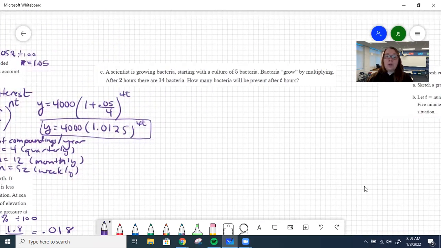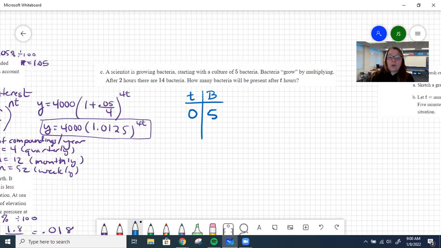All right, let's look at another one of these. So part C says a scientist grows bacteria starting with a culture of 5 bacteria. Bacteria grow by multiplying. After 2 hours, there are 14 bacteria. How many bacteria will be present after T hours? All right, so if this is our time here, and this is the number of bacteria, then I know when I start, there are 5, and then after 2 hours, there are 14. I'm going to leave a little space there because I want the multiplier, but I don't know it, there's something going on in between.